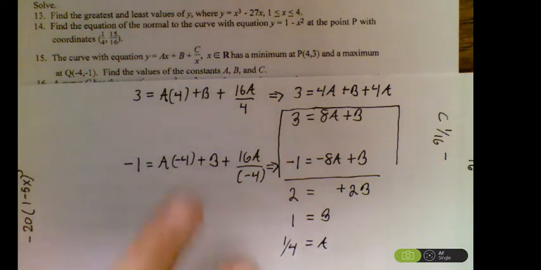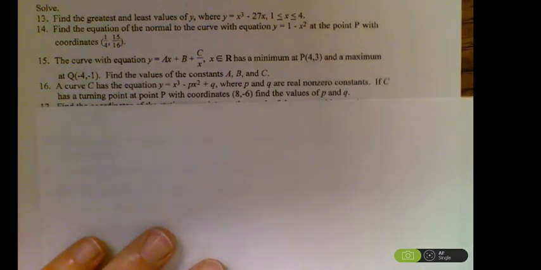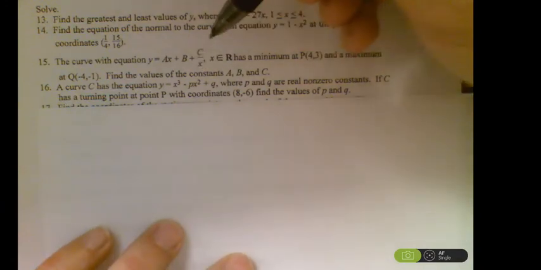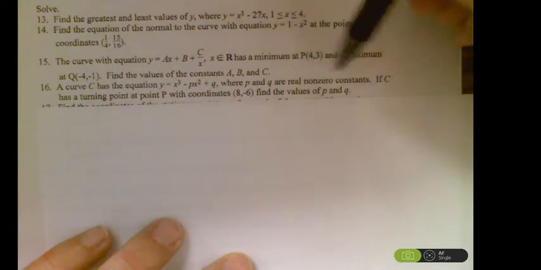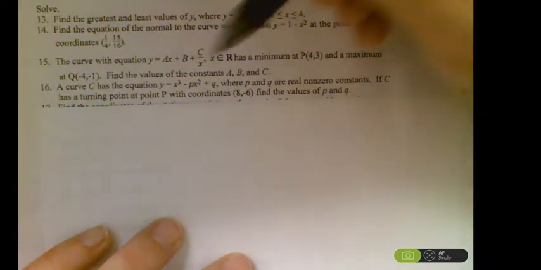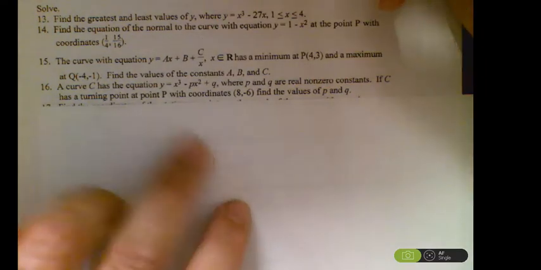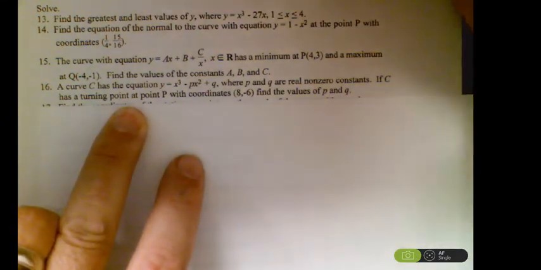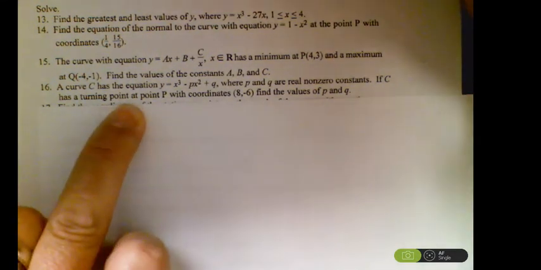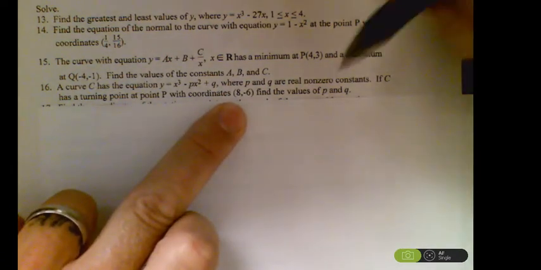So moving on to number 16. We'll grab a new sheet. So given another equation, kind of like what we were just given up above, where p and q are real non-zero constants. So if c has a turning point at point p, remember a turning point could be either a max or a min or a point of inflection. In all cases, we know that at those points the derivative equals 0, so that's key. And it gives us some coordinates, so find the value of p and q.